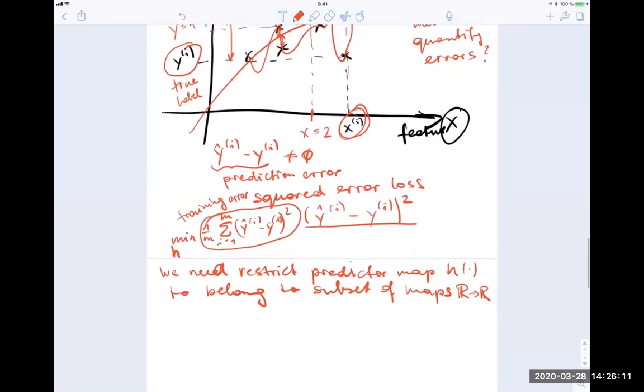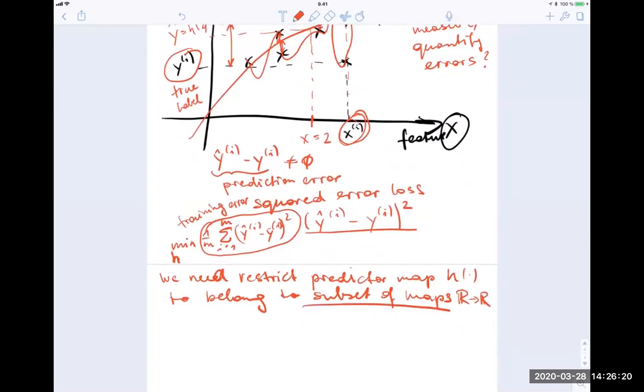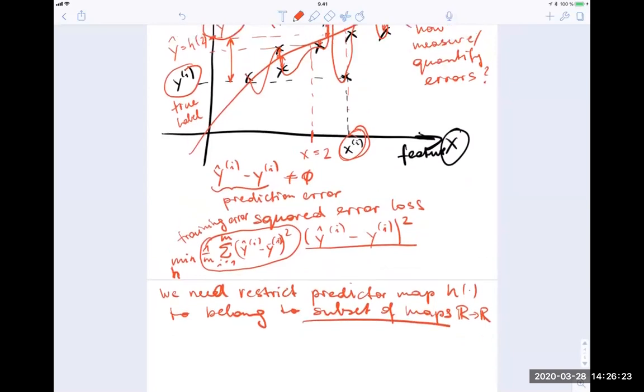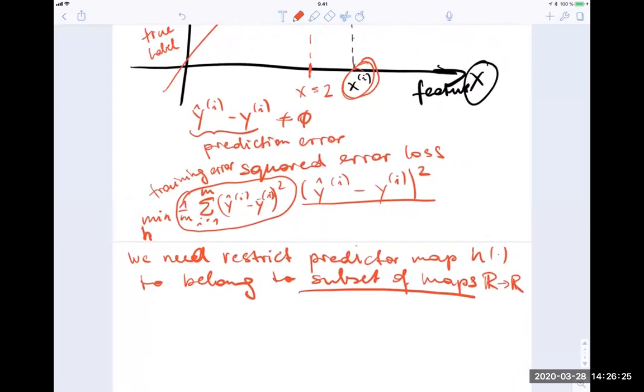So in this case, this would be a map, any map from real numbers to real numbers. So does anyone remember how we call this subset of maps? Yes, very good. So one student correctly commented that this is called the hypothesis space. Hypothesis space of a machine learning method.